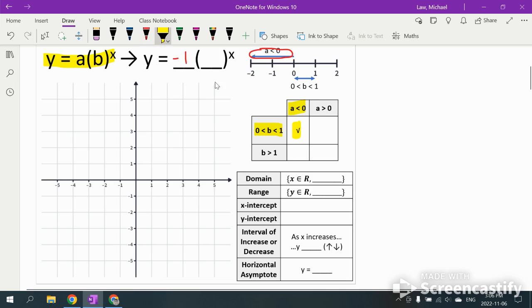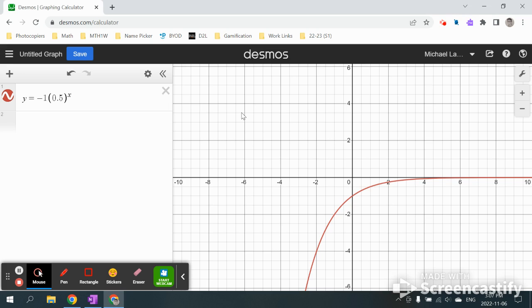Next, we are going to be using a b value that is greater than 0 and less than 1. You can choose any value that you want. To keep things simple, I'm going to use 0.5. What I want you to do is go to Desmos and graph this exponential function. I've already gone ahead and done that, and this is what it looks like.